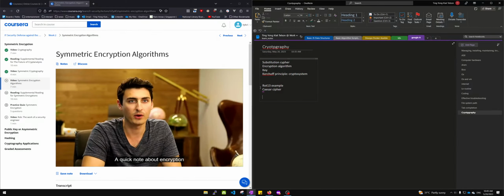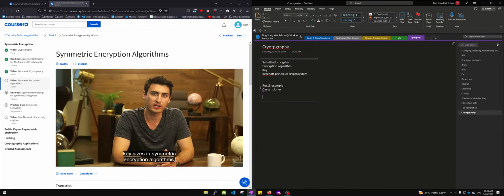A quick note about encryption key sizes. In symmetric encryption algorithms, the same key is used to encrypt as to decrypt, everything else being the same. The key is the unique piece that protects your data, and the symmetric key must be kept secret to ensure the confidentiality of the data being protected.